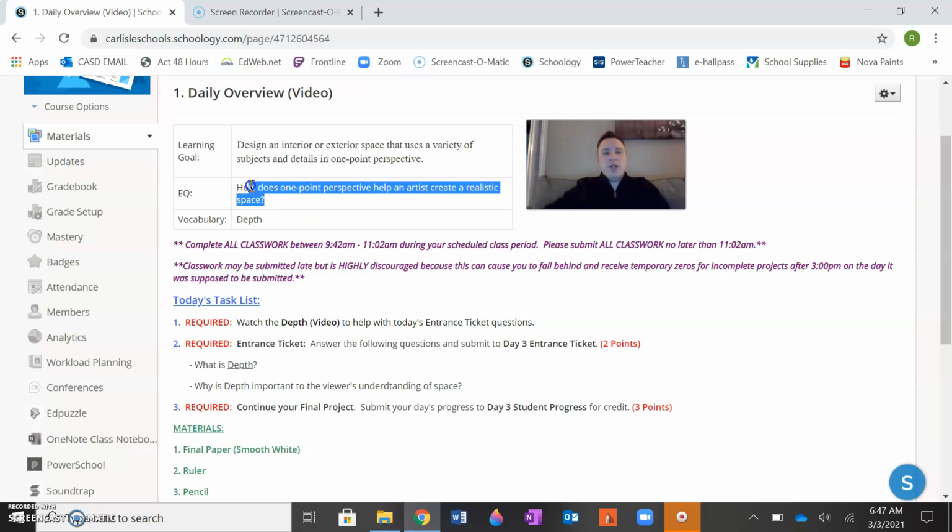And then your central question is, how does 1-point perspective help an artist create a realistic space? And the answer is really going to be discussed today, even though I think I discussed it in the last 2 days, but the answer is depth, and I'm going to be introducing that vocabulary word today in one of your tasks below. So the answer to the question is that by adding depth in an artwork, it makes the artwork look real. It makes it look like we can perceive this image in our everyday lives, to see it as we would normally see it. And it also kind of makes you feel like you could even step into or enter that artwork because the space is so believable. And I will elaborate more on that below.